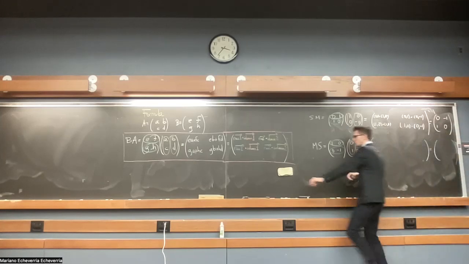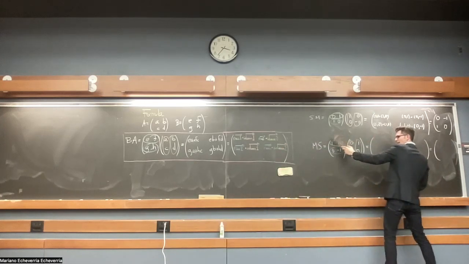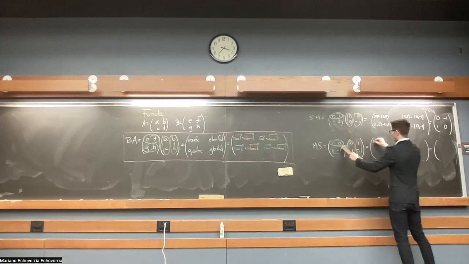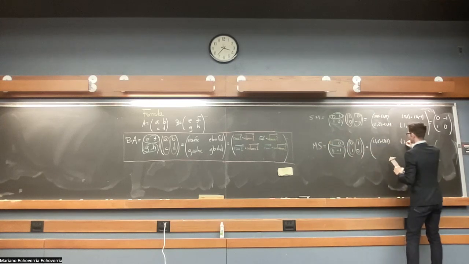So if you do this, again, take the row, rotate it, so it's 1, 0 dot 0, 1. Take the first row, rotate it, do it with the second column, 1, 0 dot 1, 0.